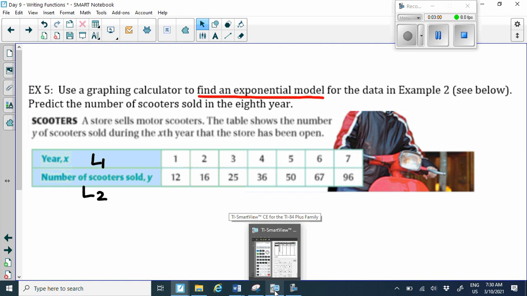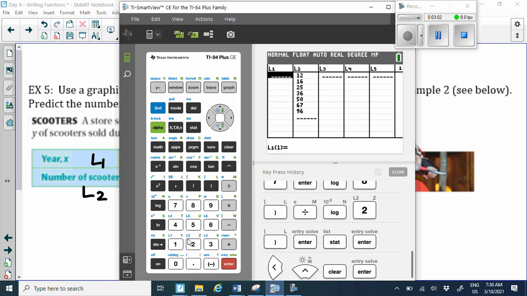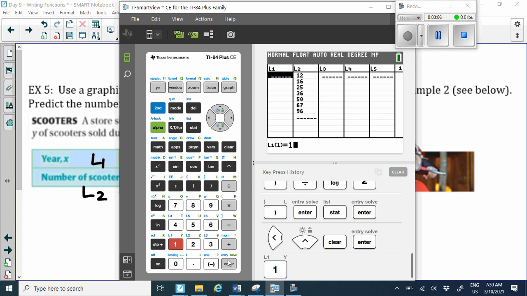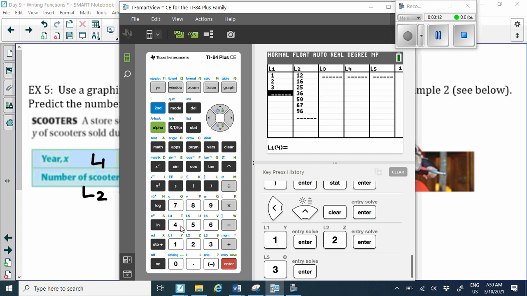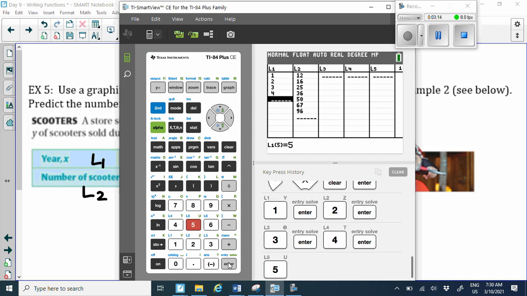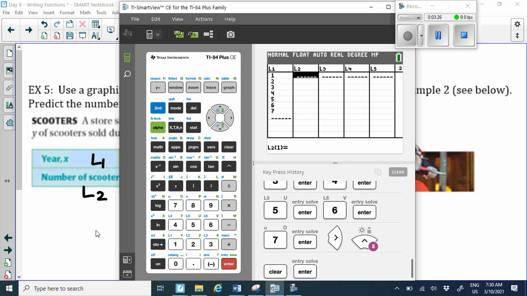Now we're going to plug in these numbers. It looks like just 1 through 7, so that's nice and easy. All you have to do is press 1 and then enter. That's how you plug in those numbers. So 2, enter, 3, enter, and we do that all the way until we have 7. Now I need to scoot over to my L2, once again clear this one, and then plug in my numbers.